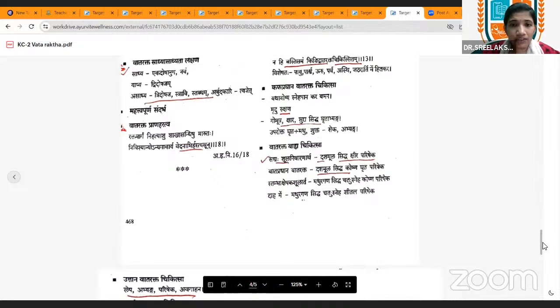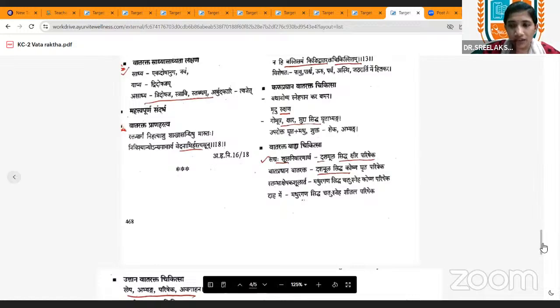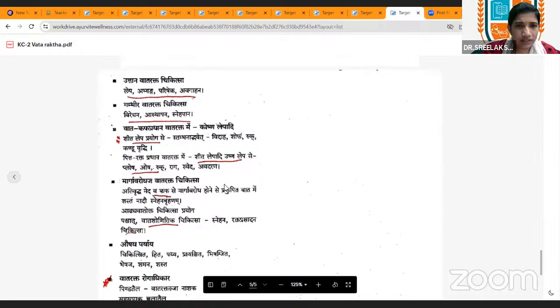for Sadyah Shula Nivaranam, Dashamula Siddha Ksheera can be used as Parisheka. Okay, but in Vata Pradhana Vata Rakta, Dashamula Siddha Ushna Ghrita Parisheka is indicated. Okay, so Ksheera processed with the Dashamula can be used for Parisheka in Sadyah Shula Nivaranam. That is very important. Dashamula Siddha Ksheera for Sadyah Shula Nivaranam, very important. Okay, so these points that we have studied, that is Gambhira Vata Rakta, VAS is the code.